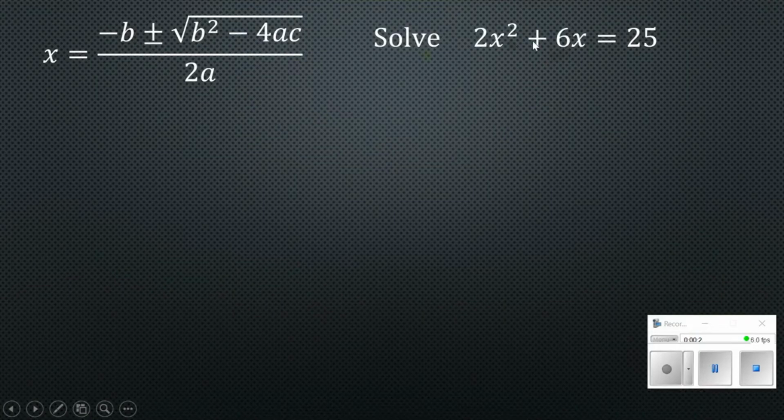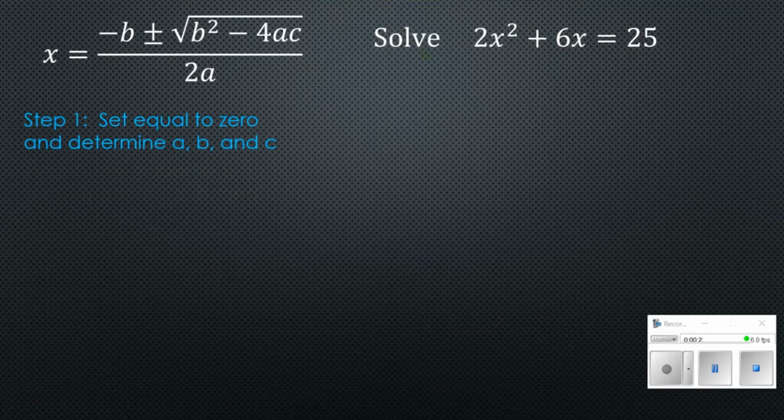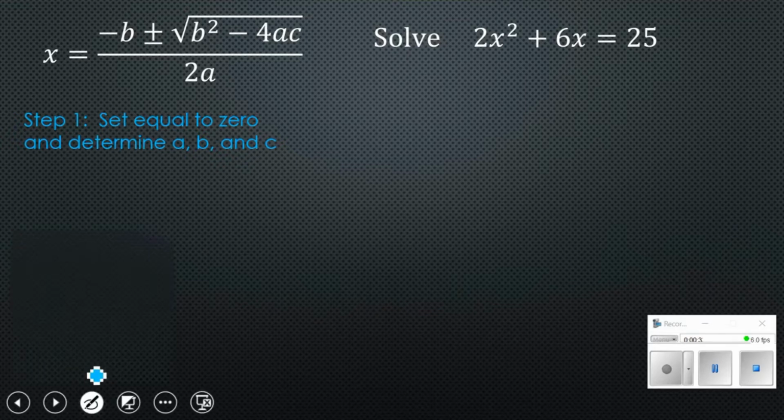So let's look at the steps. I've broken it down into three simple steps here. Step one is set the equation equal to 0 and determine your a, b, and c. So at this stage, let's go ahead and do that. The first thing we have to do is get a 0 over here. So I've got to move the 25. We're going to subtract it from both sides. So we have 2x squared plus 6x minus 25 equals 0.